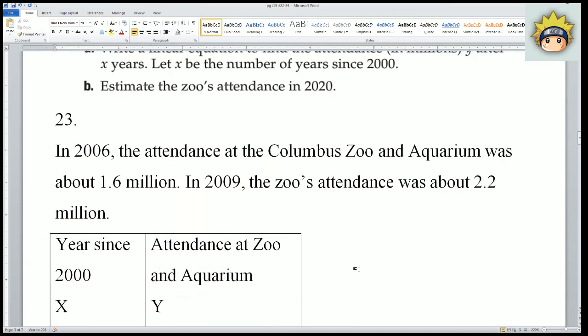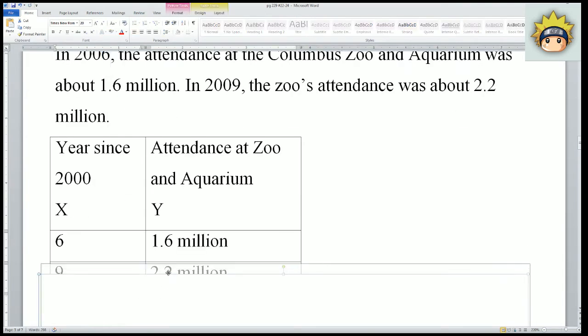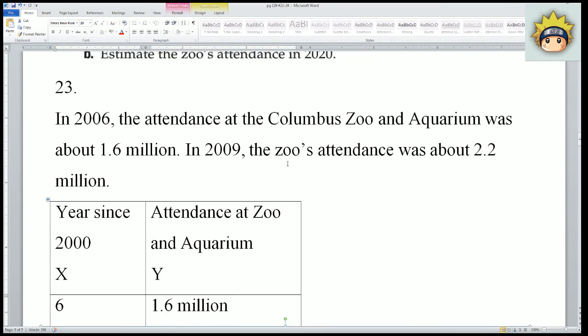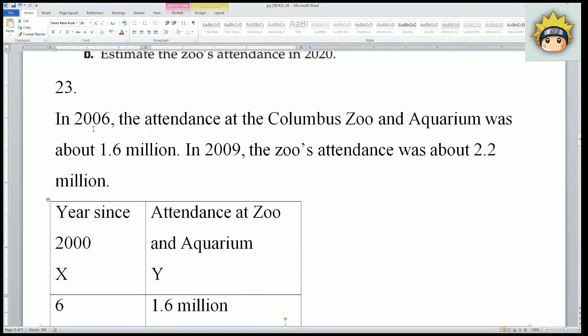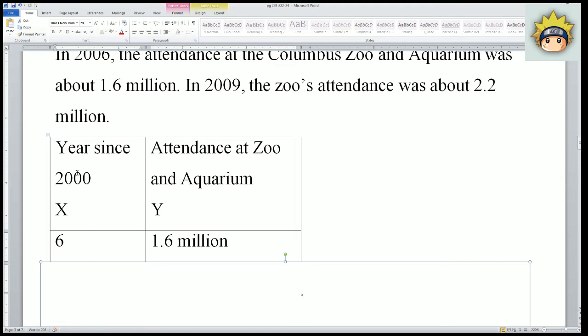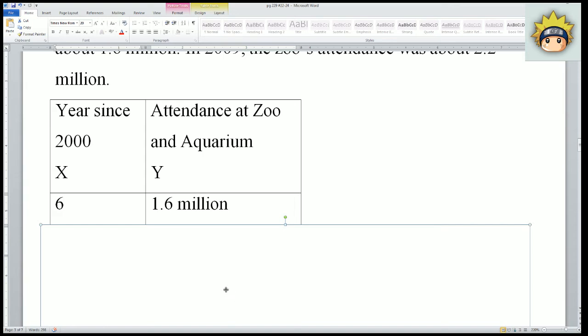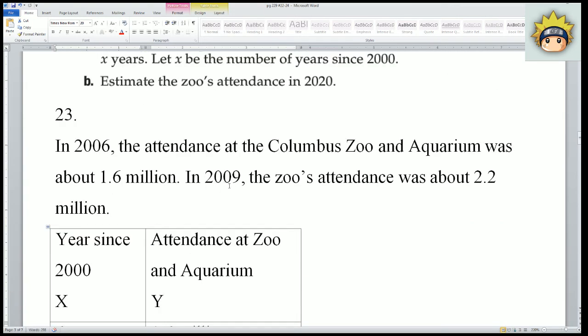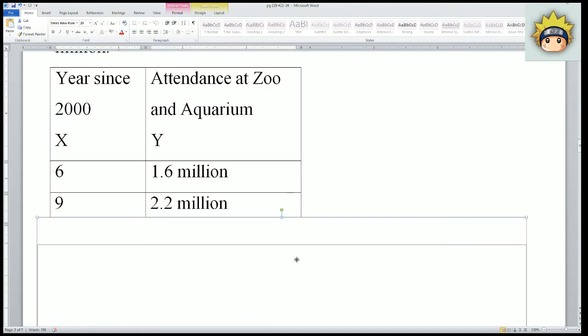Notice that the x value refers to the years after 2000. So 2006 is how many years? 6 years. Does that make sense? Because x represents the years after 2000, 2006 is 6 years after 2000, and the attendance was 1.6 million. 2009 is 9 years after 2000, and the zoo attendance was 2.2 million.